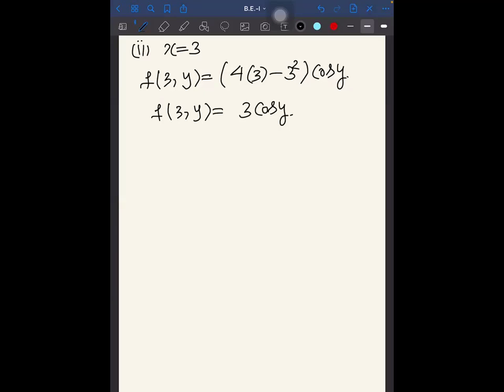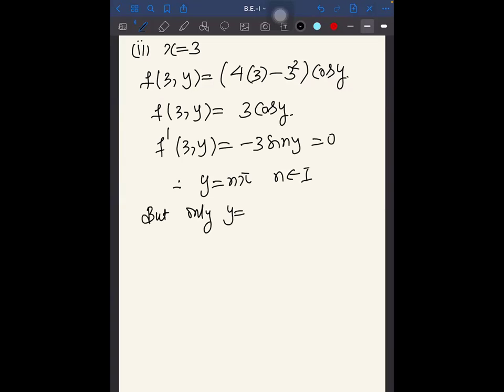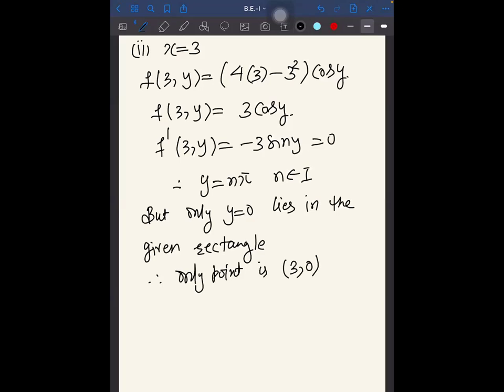Right. Now f dash with respect to y, that means minus 3 sine y, you'll keep it to 0. So again y will be n pi, n belongs to the integer, but only y is equal to 0 lies in the given rectangle. Therefore the only point is (3, 0), because x = 3 is already given and y = 0 we have computed.